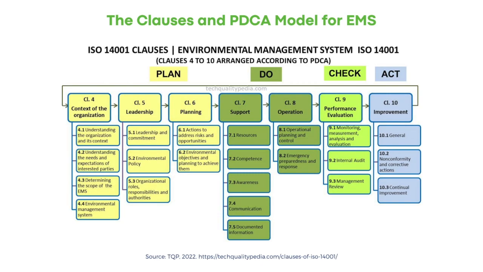Broadly speaking, clauses number 4, 5, and 6 are included in the plan stage. Clauses number 7 and 8 are included in the do stage. Clause number 9 is in the check stage, and clause number 10 is in the act stage.